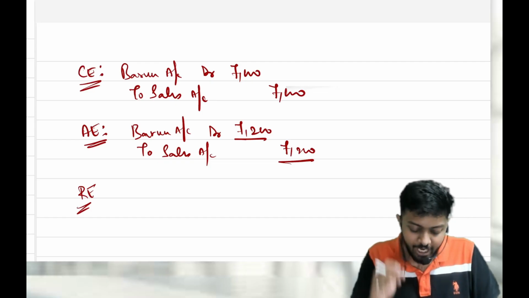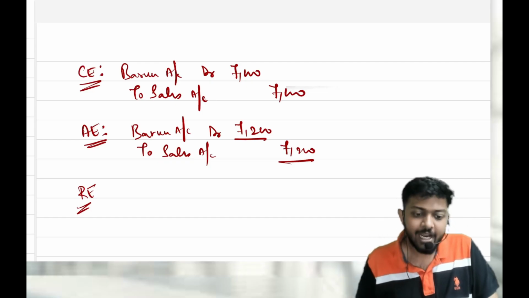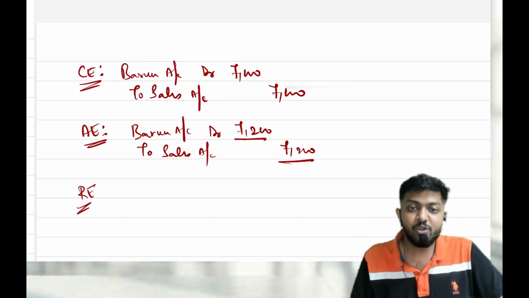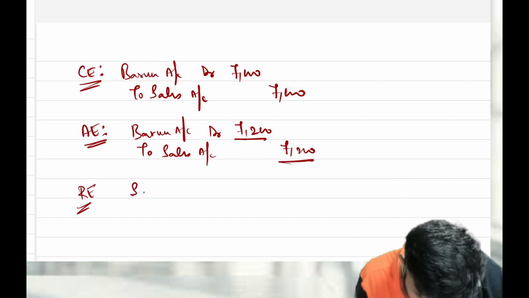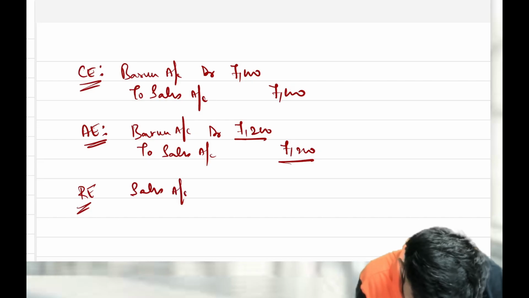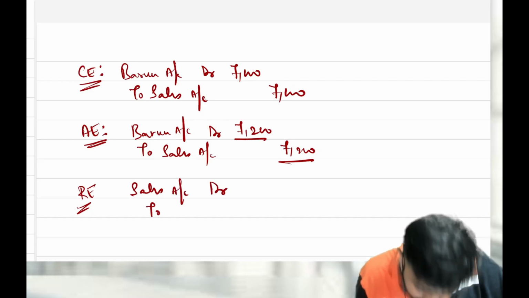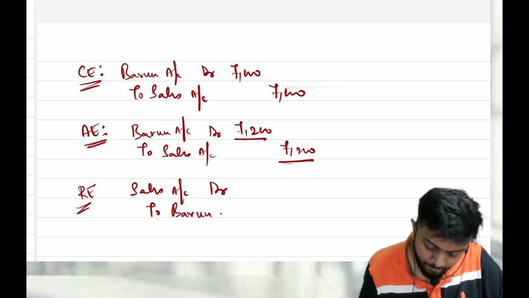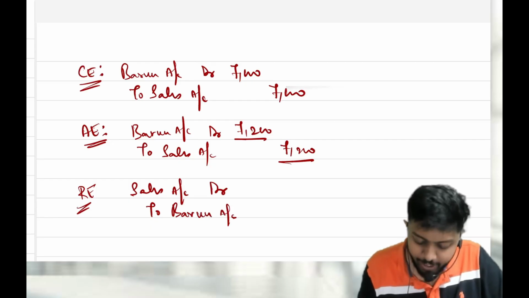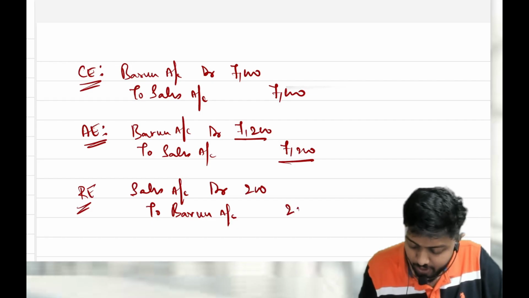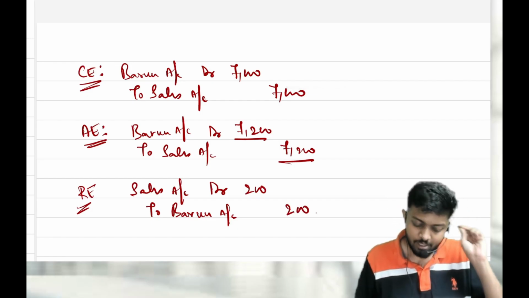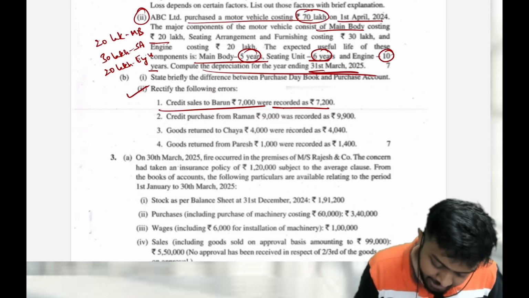Now what do I have to do? Reduce sales by 200 and reduce Barun also by 200. Sales is an income, reducing, debit. So sales account to Barun account. Barun is an asset, decreasing, credit. How much? It's more by 200. So just pass 200. You have rectified the entry. That's all. Simple. So this should be the rectification entry.